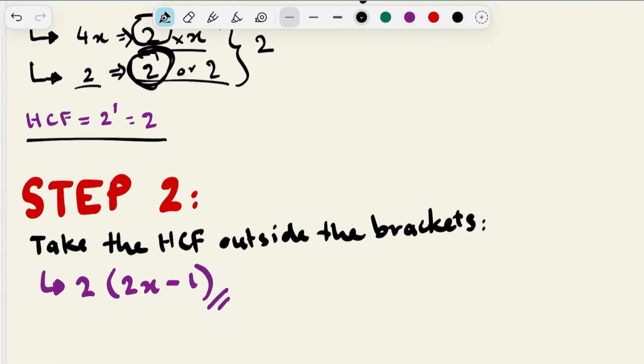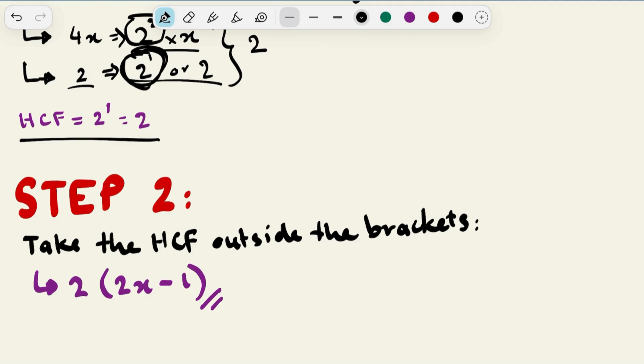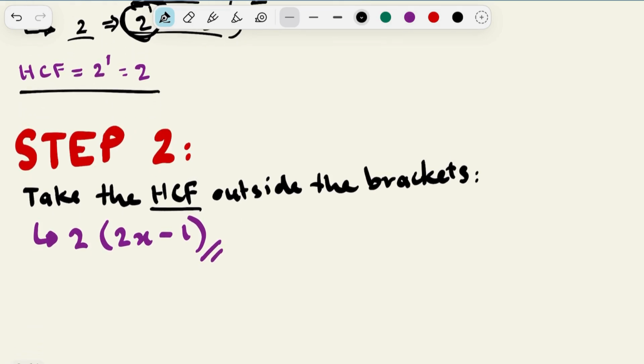Now we're going to move on to the second step, which is putting the HCF outside the brackets. So earlier, when we took our example, we had the expression and then we had some brackets and a number.